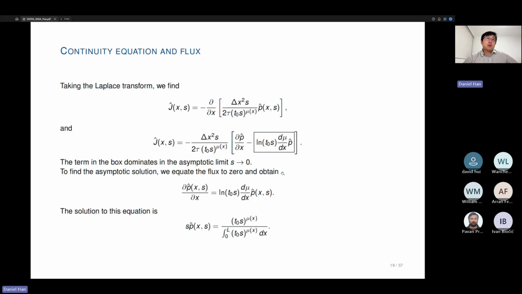To find this asymptotic solution, we essentially equate this equation to 0, and what we obtain is a first-order partial differential equation in x. The solution is that the Laplace transform of the density is equal to T naught times s to the power of mu x, and the denominator term, integrating across all space, is just the normalization because it's a probability density.